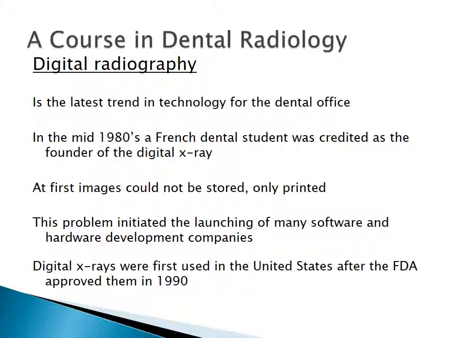So digital X-ray is going to be the latest technology. This has actually been out since 1980. It was discovered by a French student. The only downside was the early digital X-ray images couldn't be stored. They could only be printed. So this got a bunch of people working on it, a bunch of companies getting together with a lot of software technology, a lot of hardware development. And now in the US, digital X-rays were approved for use in 1990.